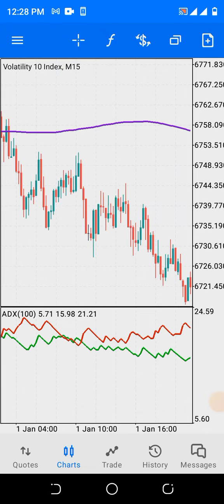Now the time frame is the 15 minutes time frame. Volatility 10 index, 15 minutes time frame.